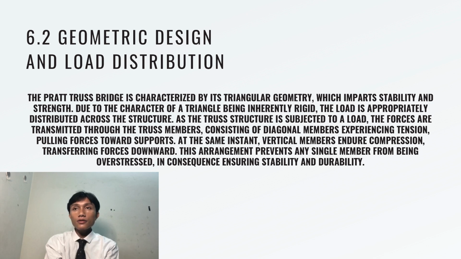Geometric design and load distribution. The Pratt Truss Bridge is characterized by its triangular geometry, which imparts stability and strength. Due to the triangle being inherently rigid, the load is appropriately distributed across the structure. As the truss structure is subjected to a load, the forces are transmitted through the truss members, with diagonal members experiencing tension, pulling forces towards the supports. At the same time, vertical members endure compression, transferring forces downward. This arrangement prevents any single member from being overstressed, consequently ensuring stability and durability.